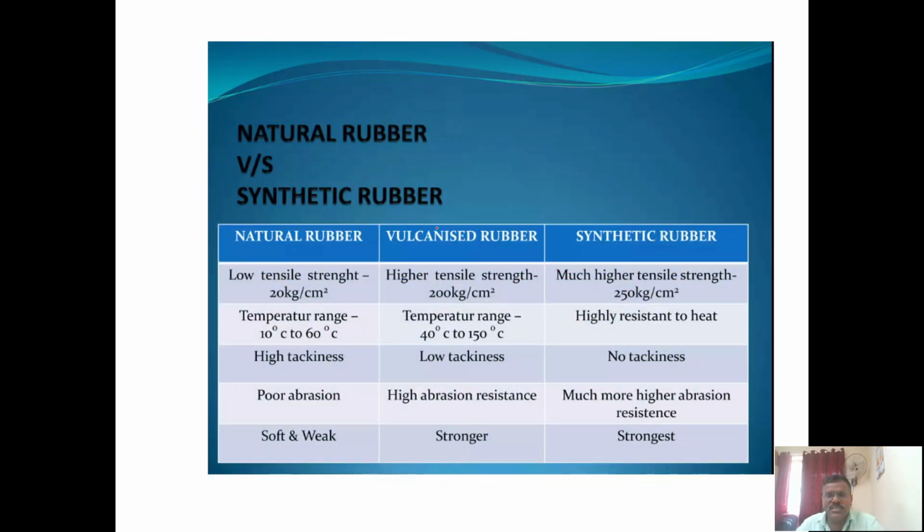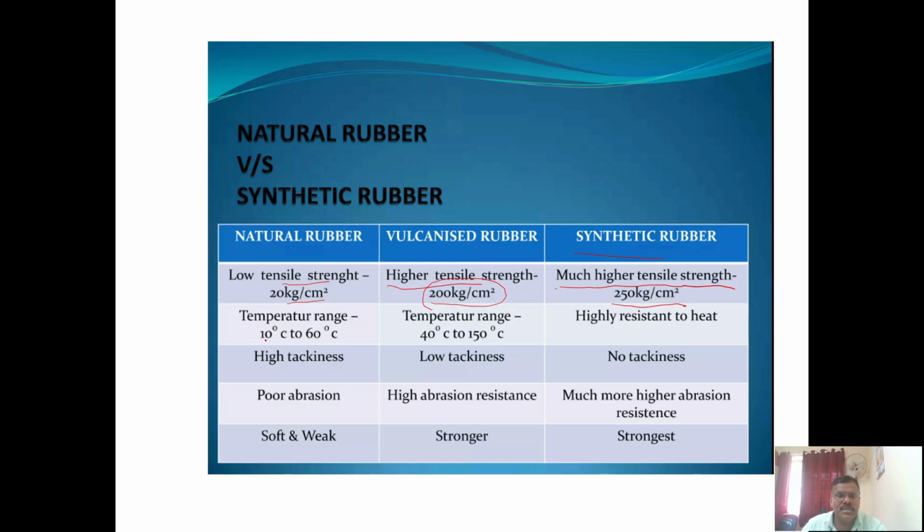This table will give us an idea about the comparison between natural rubber, vulcanized rubber, and synthetic rubber. Natural rubber has low tensile strength, that is 20 gram per cm square, whereas vulcanized rubber has higher tensile strength, 200 kg per centimeter, whereas the synthetic rubber has much higher tensile strength, that is 250 kilogram per cm cube.